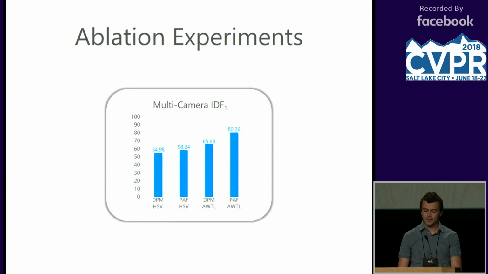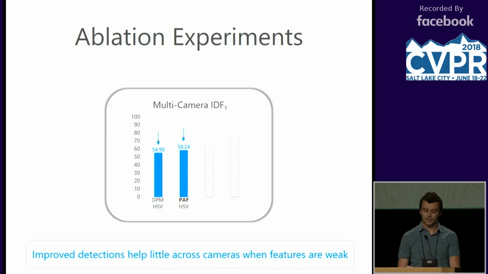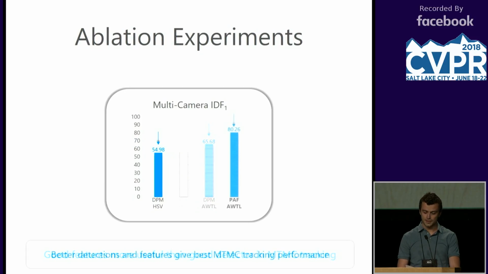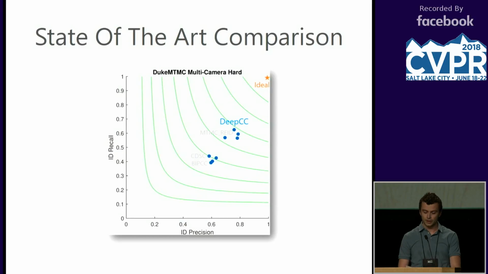We conduct ablation experiments to understand the role of the detector and features. Better detections help little across cameras when features are weak. Good features are more useful than a good detector across cameras, and the best performance combines both good detections and good features. In this precision and recall plot, we show that our method outperforms previously published work.